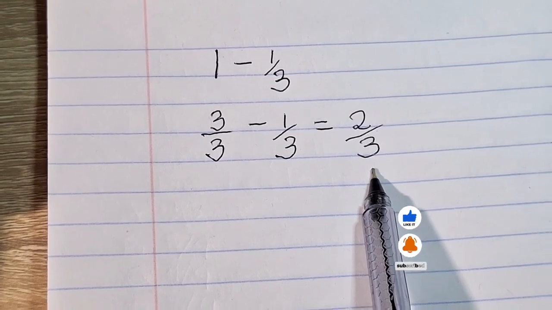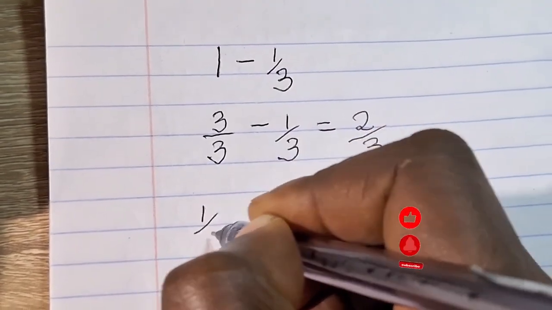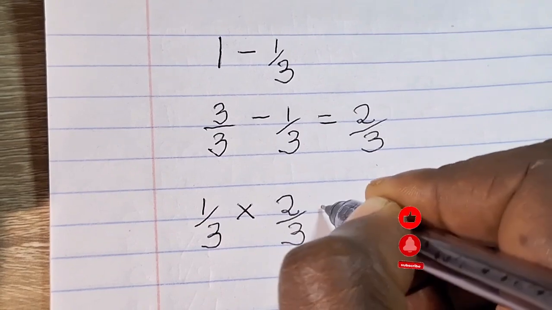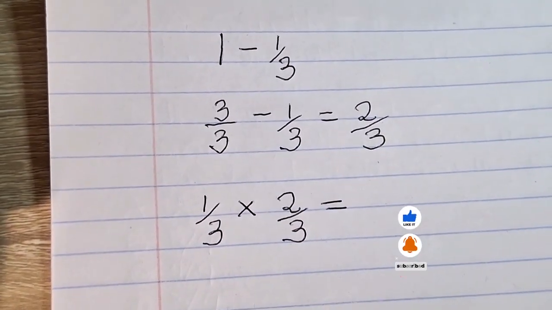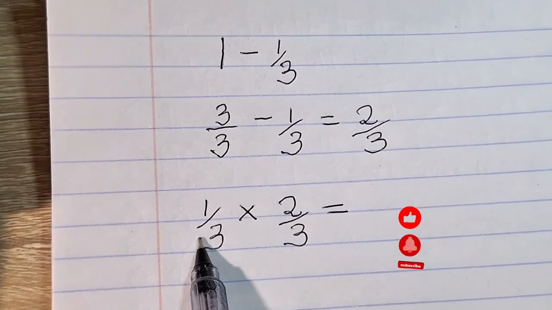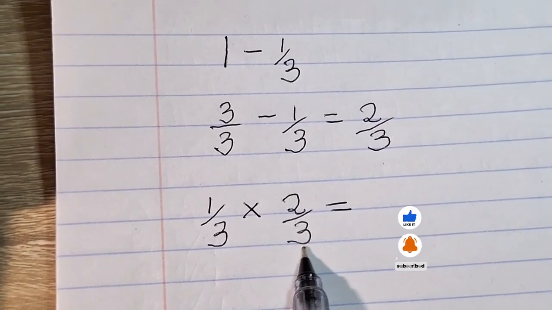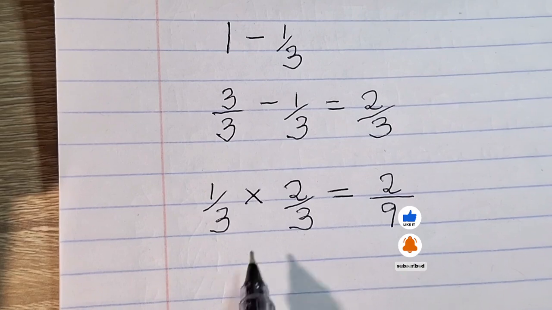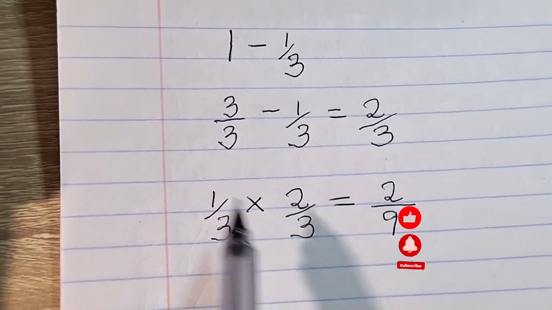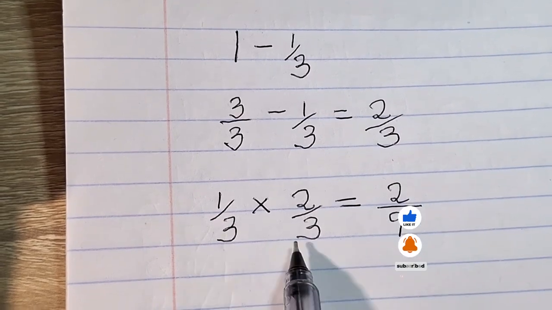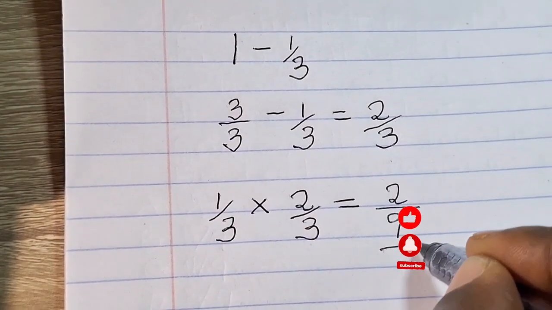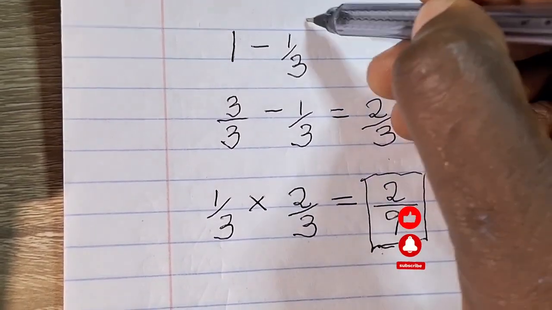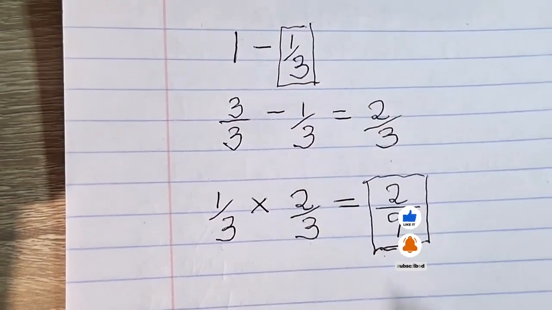And remember, the question says that he spent 1 over 3 of the remaining. So now I'm going to find the fraction he spent on video game, which is 1 over 3 of the remaining. So this is 2 over 9, because multiplication of fraction, you multiply horizontally. 1 times 2, 2, 3 times 3, 9. This is the fraction he spent on video game.